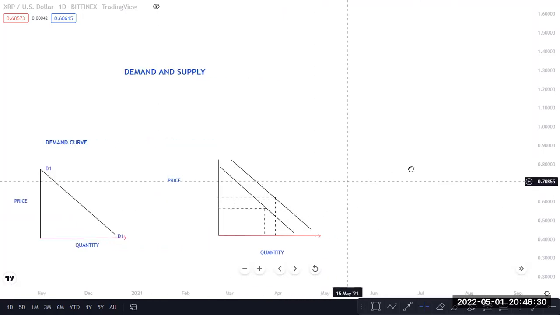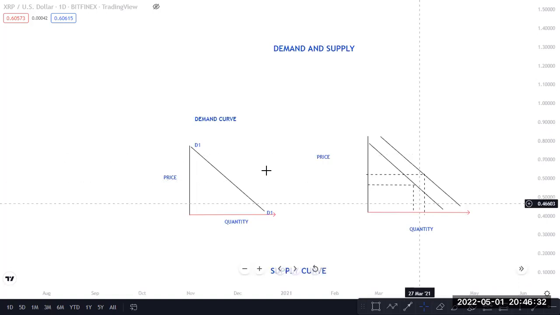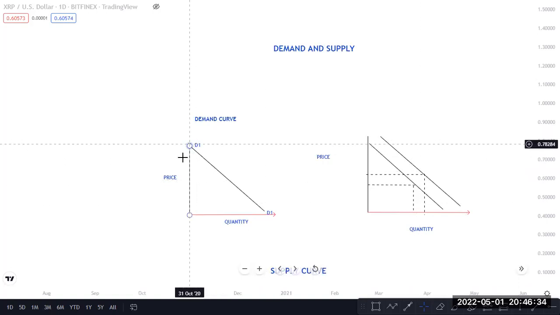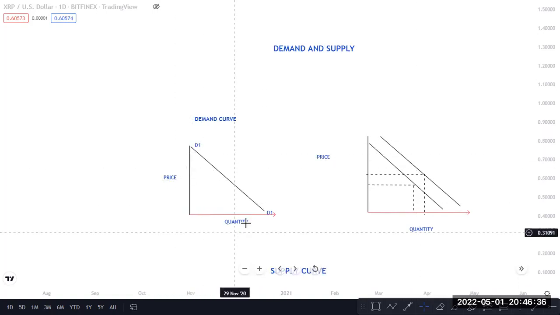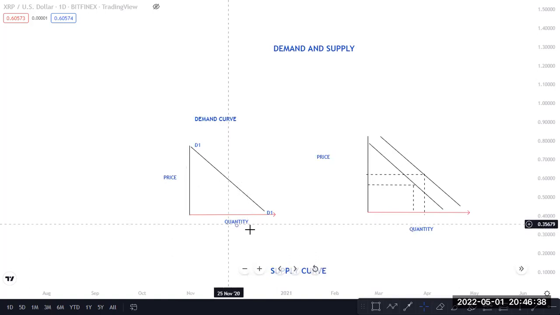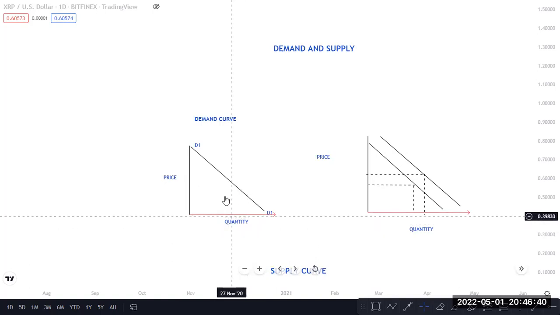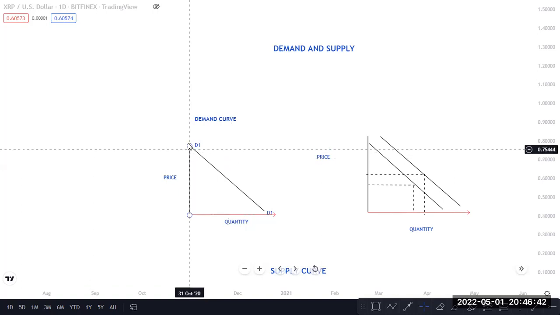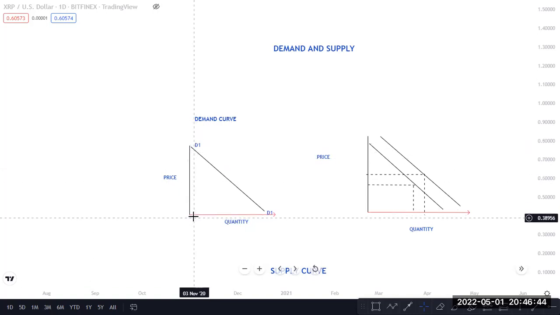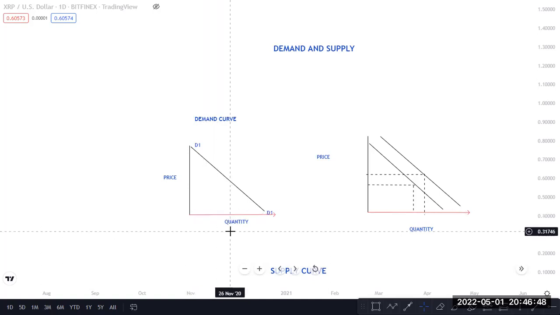Right. So what happened here, you can see, is the price, and this is the quantity demanded, isn't it? When the prices go up, the quantity demanded decreases. Meaning the people who are interested in buying this product are now fewer, because it is expensive.